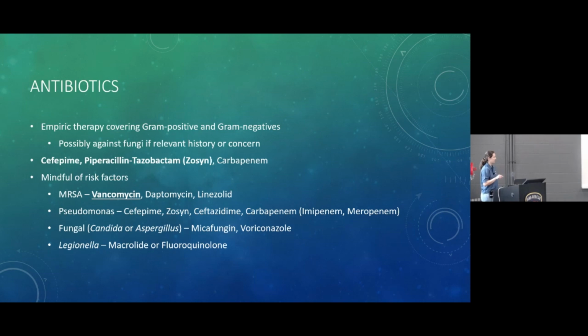We try to be mindful of risk factors. So if we are concerned about MRSA, vancomycin definitely, there's others, dapto, linezolid. Pseudomonas is normally covered by our broad spectrum antibiotics, including cefepime and Zosyn, but there are others, carbapenems and ceftazidime if needed. If we are concerned about fungal infections, we can do mica or voriconazole. And then Legionella, which presents as a weird type of pneumonia, we cover with macrolides and fluoroquinolones for those.